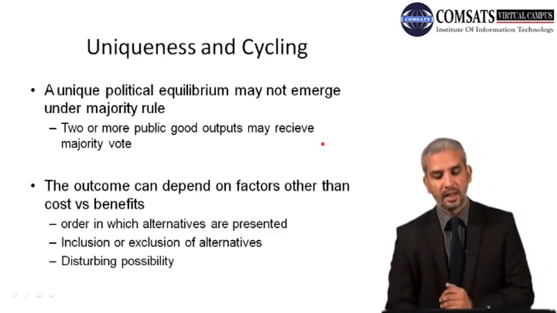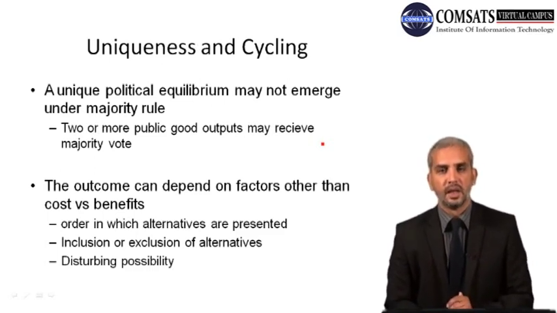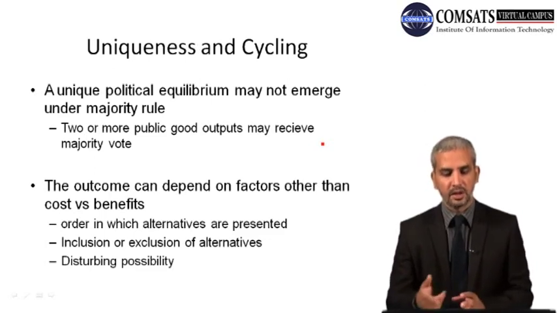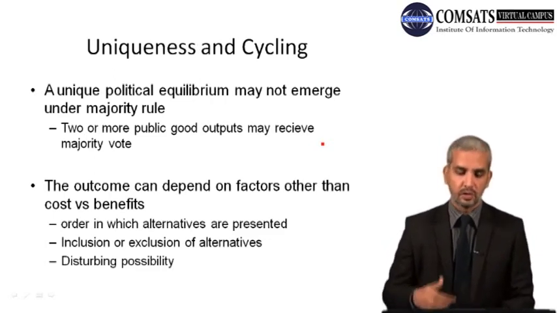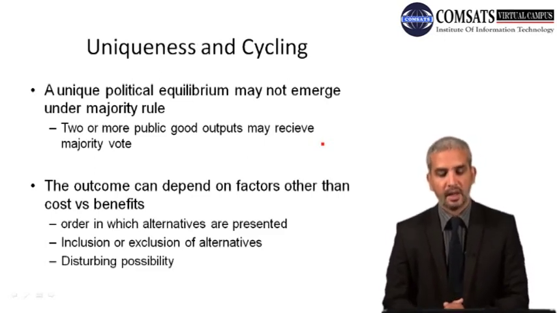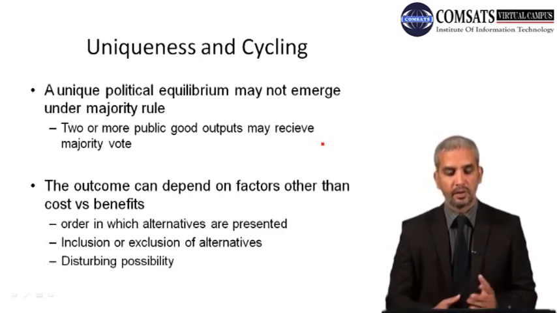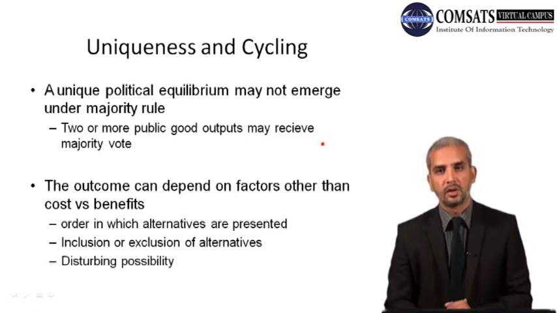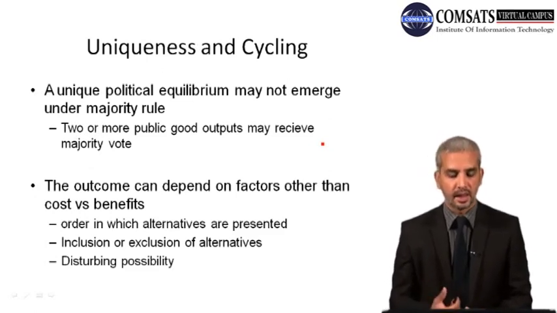But when there are two or more alternatives, for example 3 or 4 alternatives, then the political choice methodology or the majority rule might not work and it might not result in a political equilibrium. We would also go into the cause of why that happens in certain cases. For example, we would create an example where there are 3 or 4 public good output levels at which 2 of them would result in a majority vote. So the unanimous decision or a unique political equilibrium may not emerge in that case.